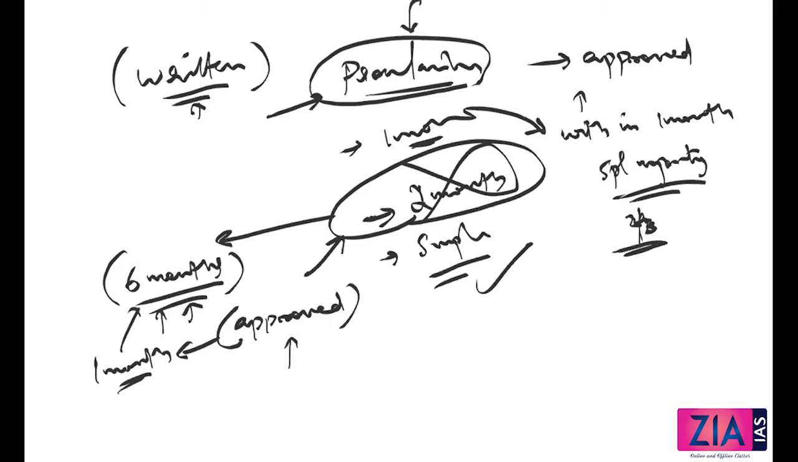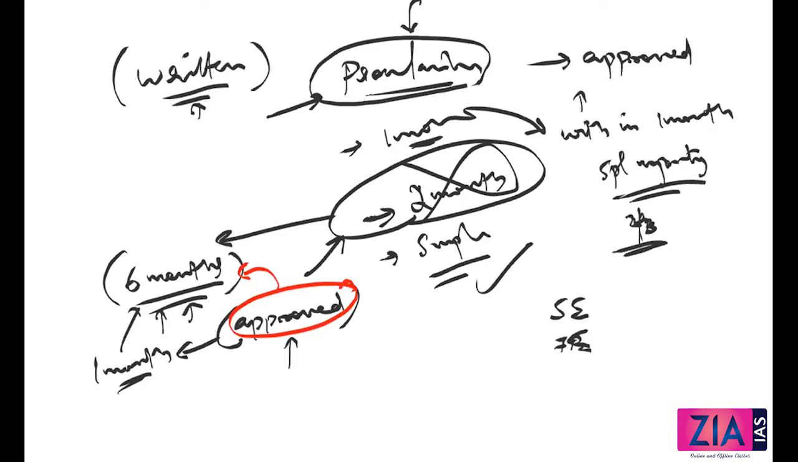But when I discuss state emergency or financial emergency, it will be counted from when it is proclaimed or when it is imposed. So there is a difference here. Here, once it is approved, it will continue in operation for 6 months. So after that, in a similar manner, you need to do this.